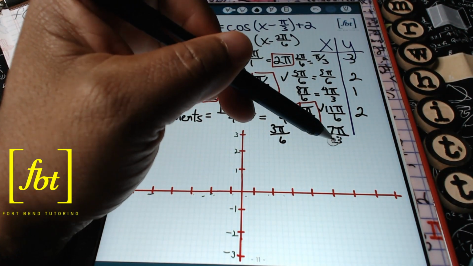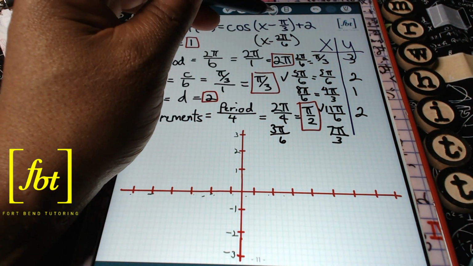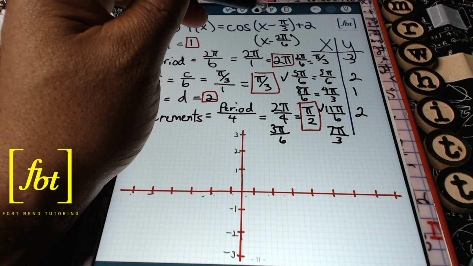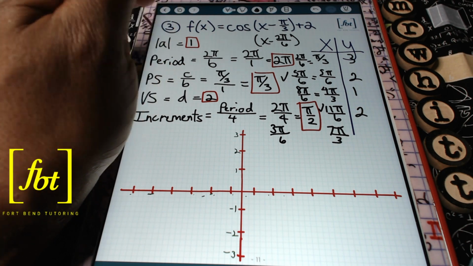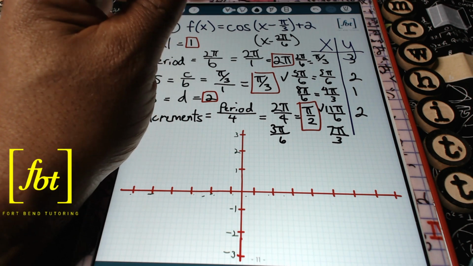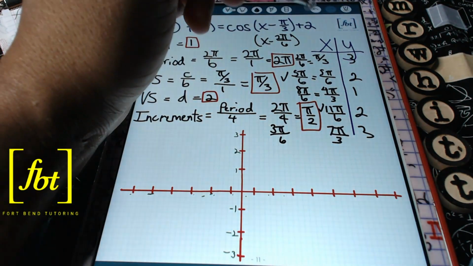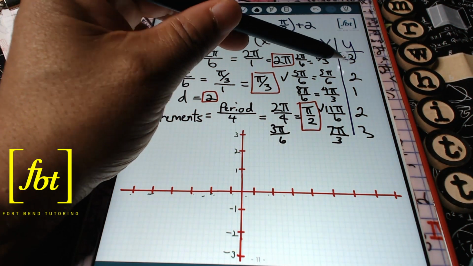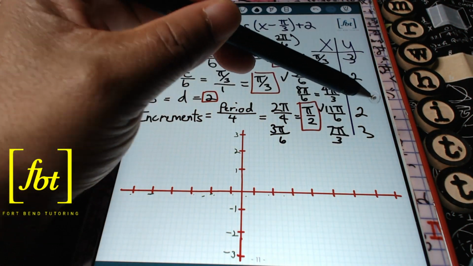Finally, plugging in 7 pi over 3. 7 pi over 3 minus pi over 3 gives you 6 pi over 3, which reduces to 2 pi. Cosine at 2 pi is 1. And then 1 plus 2 is 3. All right. Also, you can see that it actually creates a little pattern here. 3, 2, 1, 2, 3.